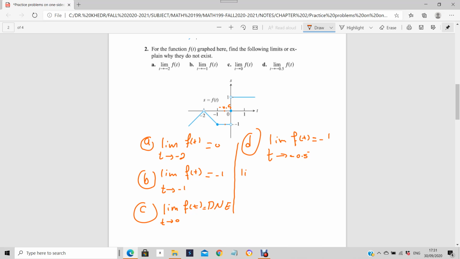The same thing for lim f of t as t goes to -0.5 from right side, which is also -1. Hence, the limit of f of t as t goes to -0.5 is equivalent to also -1. So this is the solution of this question.